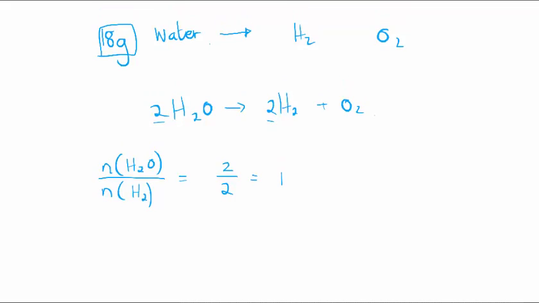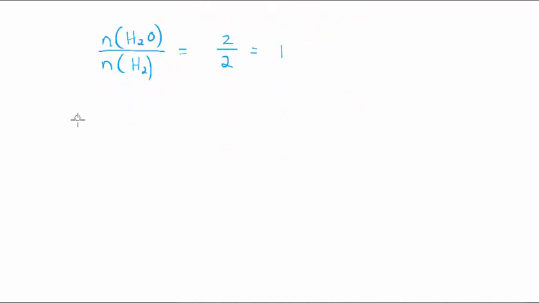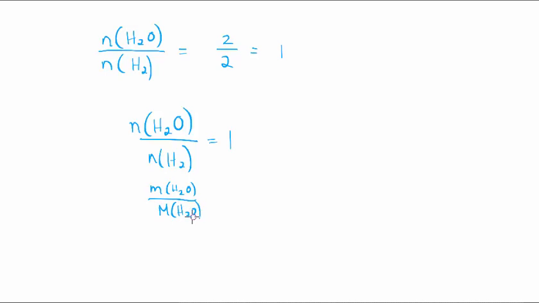So if I have 18 grams of water, how many moles of water do I have? This is fixed. I know now that nH2O divided by nH2 is equal to 1. Now I want to know how many moles of water I actually have. Moles is mass, so let's put the mass of H2O divided by the molecular mass of H2O, divided by the mass of H2 over the molecular mass of H2. This must give me 1.